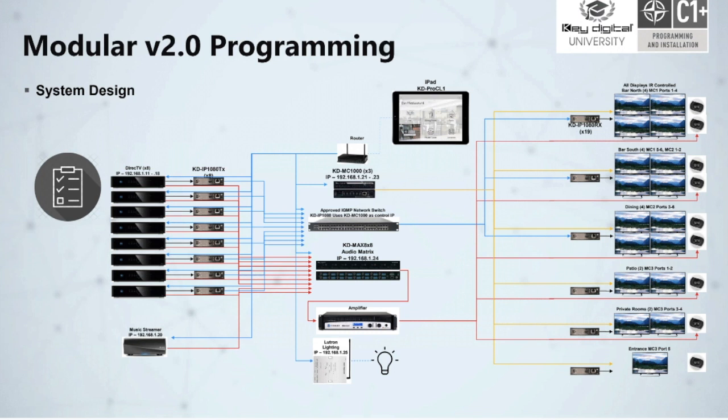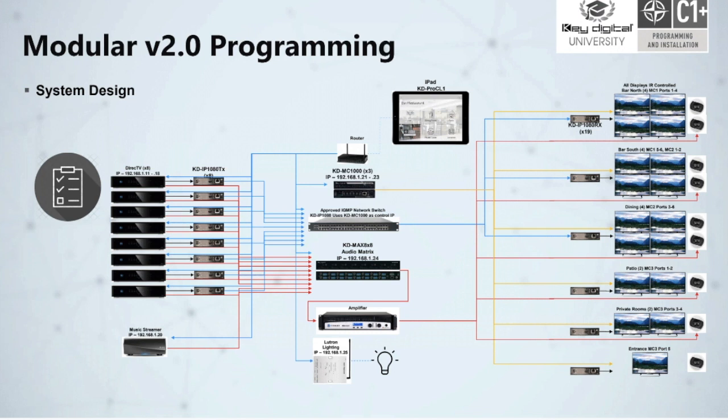This system is an 8x19 video system using our Enterprise AV over IP KDIP 1080TX, 1 per source, and KDIP 1080RX, 1 per display. So 10 transmitters, 19 receivers. We use a network switch as the center point of that system, but the principles would apply even if we were to use a traditional video matrix.